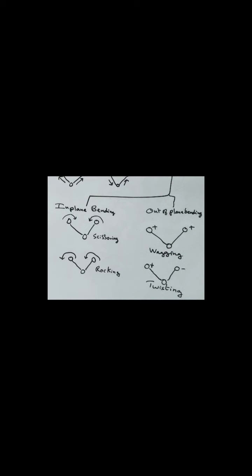So basically, the bending vibrations, called by another name, namely deformation, are of two types: in-plane bending and out-of-plane bending vibration. In-plane bending vibration is of two types, scissoring and rocking. And out-of-plane bending vibration is of two types, wagging and twisting. See, the organic molecule having a good number of chemical bonds shows an absorption because of these molecular vibrations.